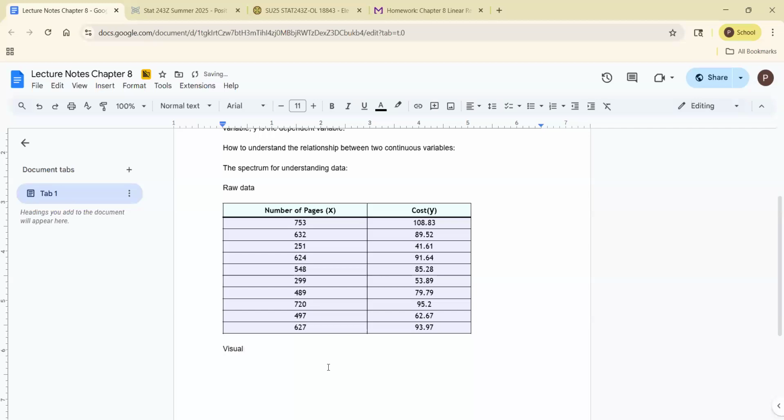So we can think about understanding data using visuals, and the most common way to understand data using continuous variables using visuals is with a scatter plot. So I'm going to take a minute and move this data into R and show you how to make a scatter plot in R.